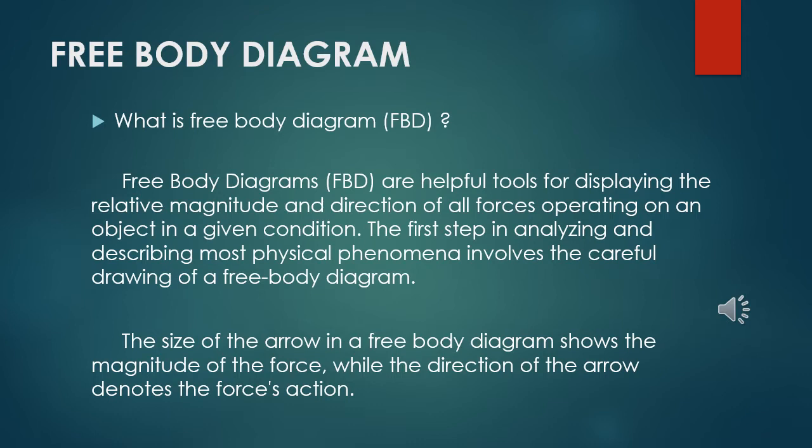Hello, I'm Begin. Today I'm going to talk about free body diagrams. What is a free body diagram? FBD. Free body diagrams are helpful tools for displaying the relative magnitude and direction of all forces operating on an object in a given condition. The first step in analyzing and describing most physical phenomena involves the careful drawing of a free body diagram. The size of the arrow in a free body diagram shows the magnitude of the force, while the direction of the arrow denotes the force action.